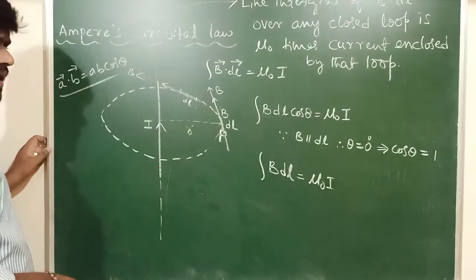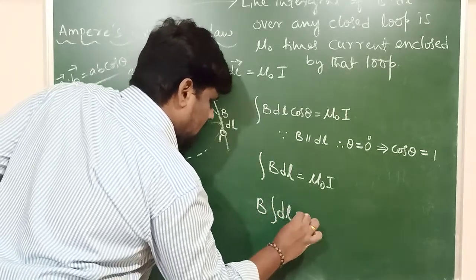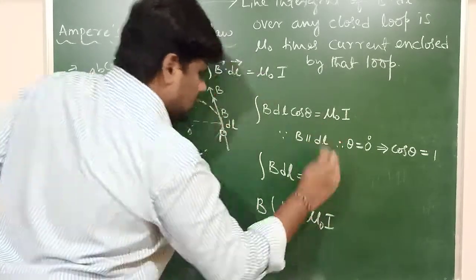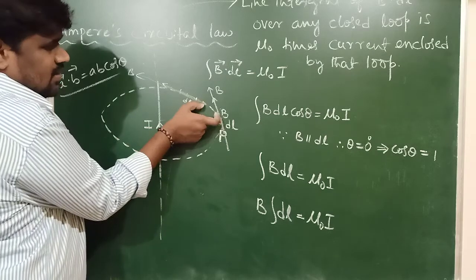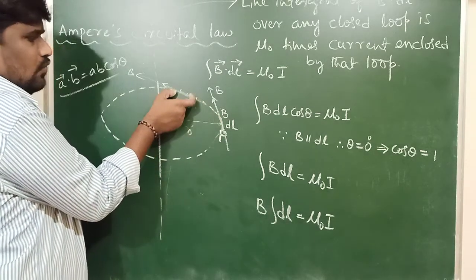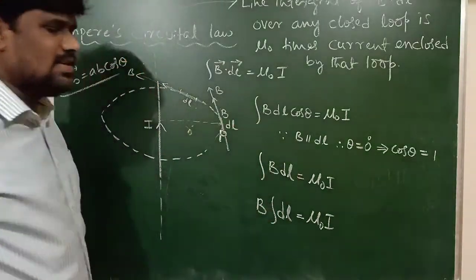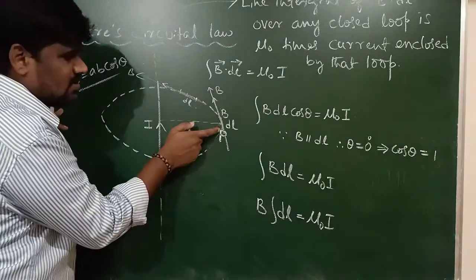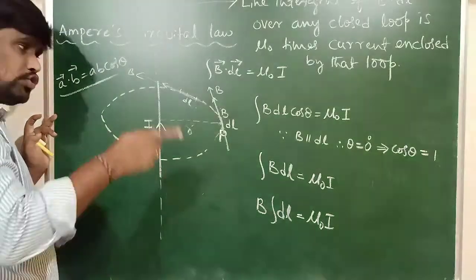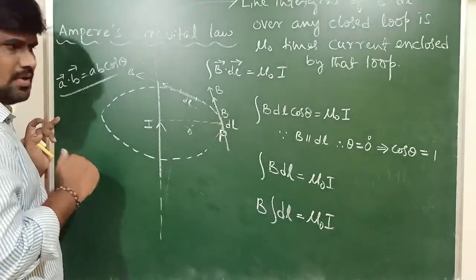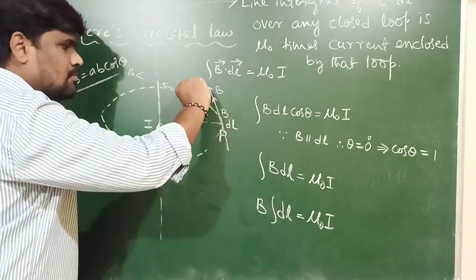B is constant, I will take it outside the integration. I am left with integration of dl is equal to mu naught into I. So if we consider only one part, this is called dl. If we consider another part, 2dl, 3dl, 4dl, 5dl, 6dl, ndl. What is the summation of dl called? Summation of dl is nothing but the sum of all the dl's over the closed loop, which should be equal to the length of this loop. So integration of dl, it is the sum of all the dl's.